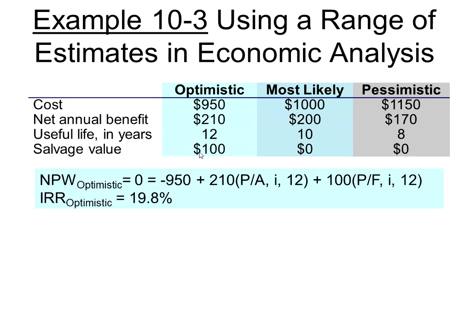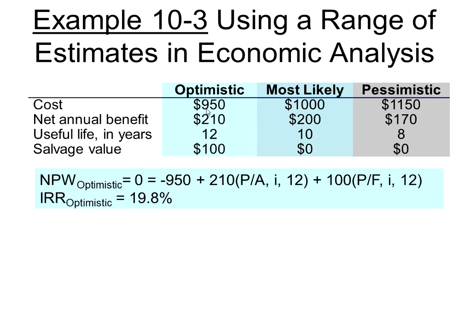And then of course we have salvage value, and that's a future value. So we want to find its present worth equivalent, so P given this F. In the same order we have discount factor P given F, I, 12, right, because its useful life is 12. So if you were to solve this equation and find the I that satisfies it, we will get about 19.8%. So that's the rate of return for the optimistic case.